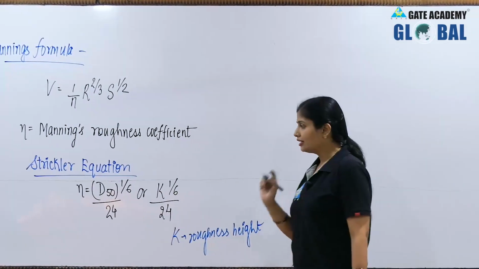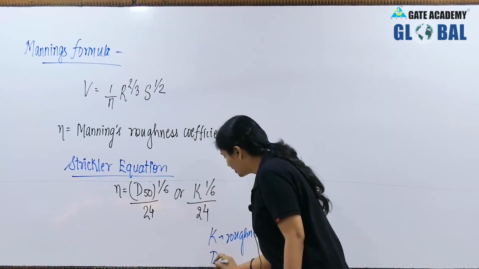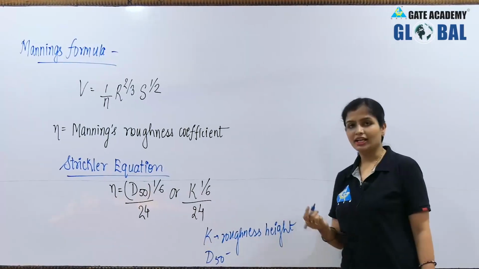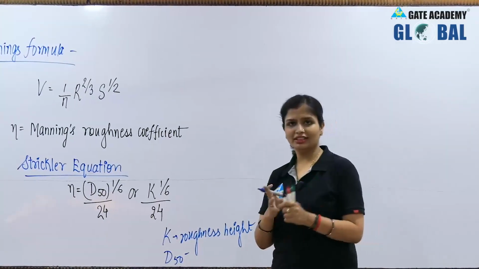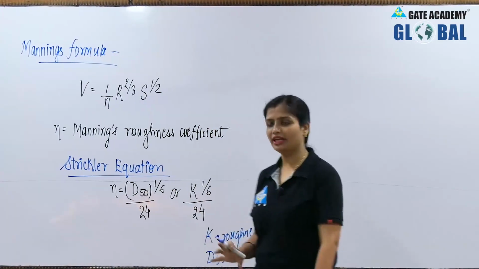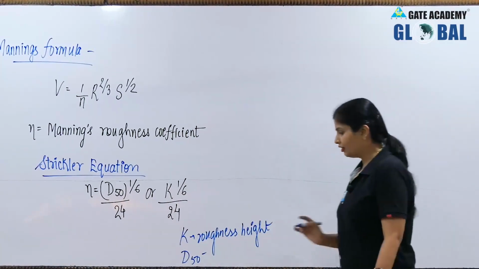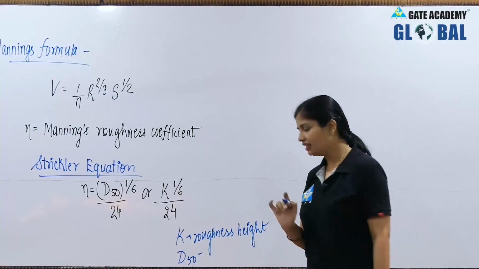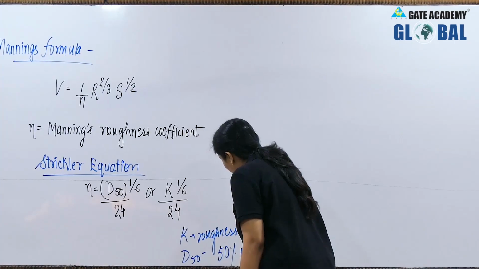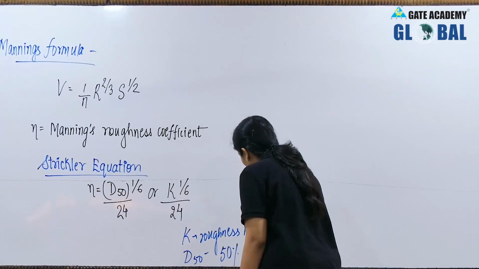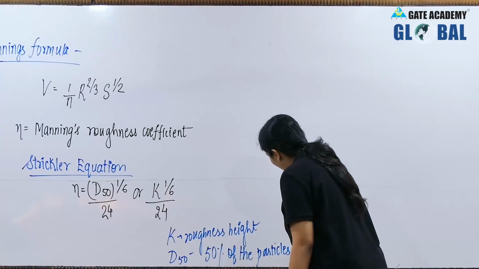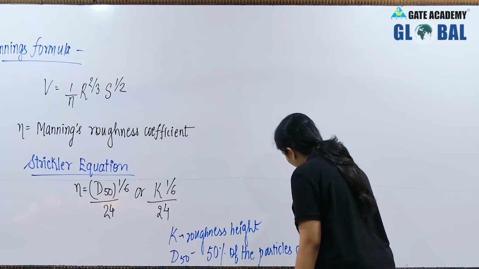And the second one is, what is your D50? You have already studied D10, D30, D60. What is the meaning of this D50? The D50 means 50% of the particles are finer in size.